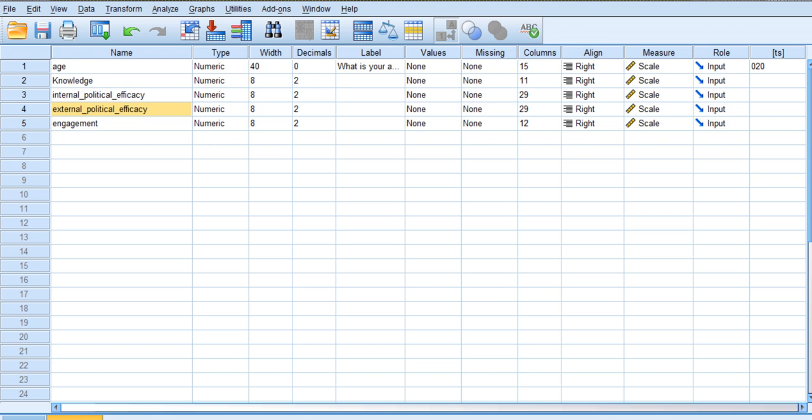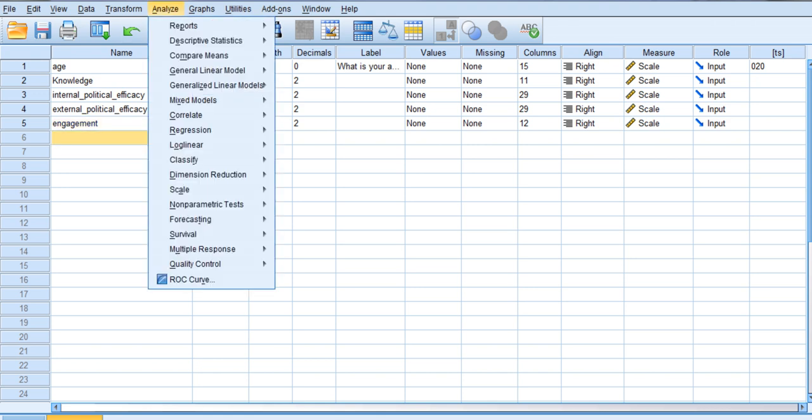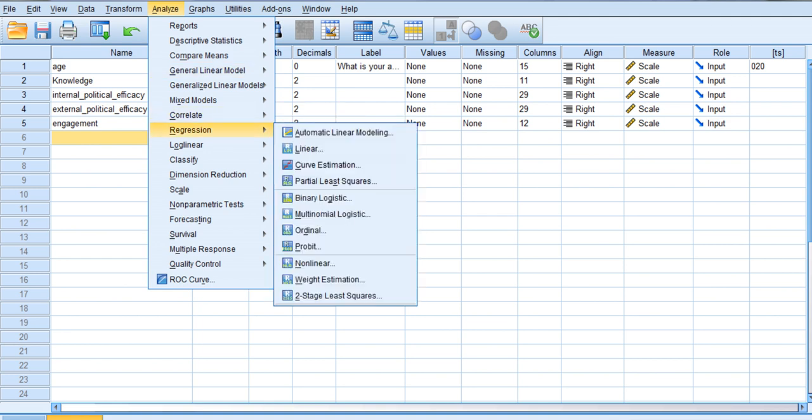So here we have a data set with a variable for age, a variable for political knowledge, a variable for internal political efficacy, and a variable for external political efficacy. And we're going to use those four predictors to attempt to predict political engagement. So to begin, we'll go to Analyze, Regression, Linear.